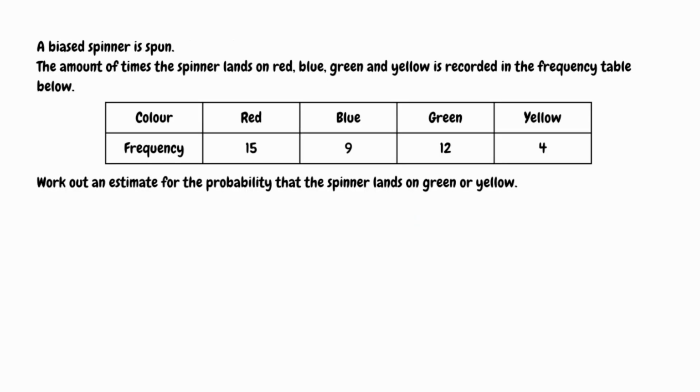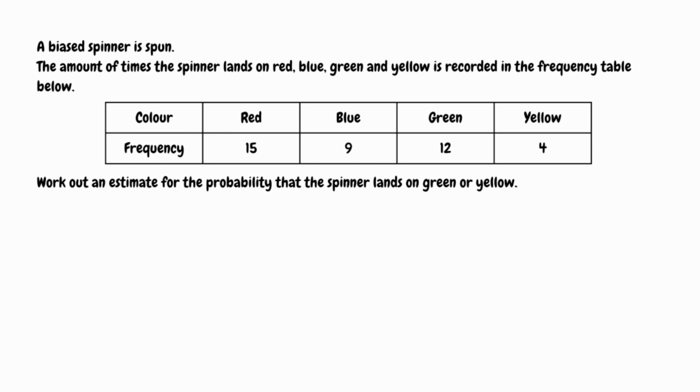Okay, for this next question, we have that a biased spinner is spun. The amount of times that the spinner lands on red, blue, green, and yellow is recorded in the frequency table below. We need to work out an estimate for the probability that the spinner lands on green or yellow. So again, for this question, we want to find an estimate for the probability that the spinner lands on green or yellow. We've been given some data for this from a set amount of times that the spinner has been spun, so we can figure out the relative frequency.